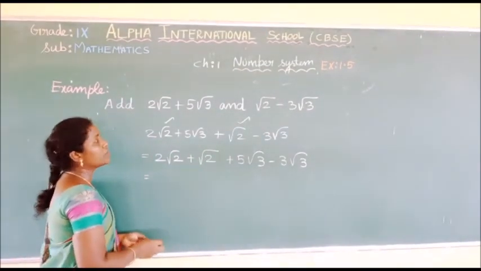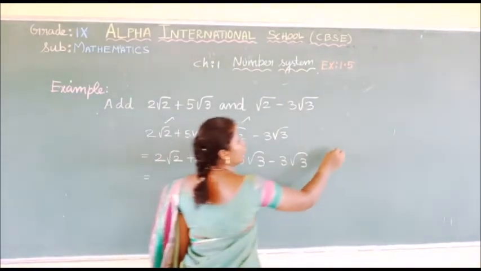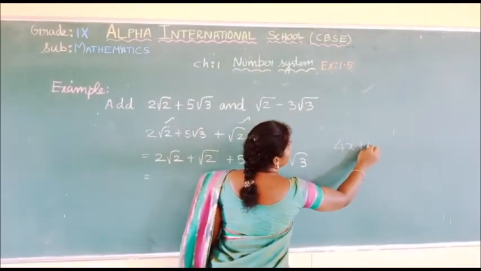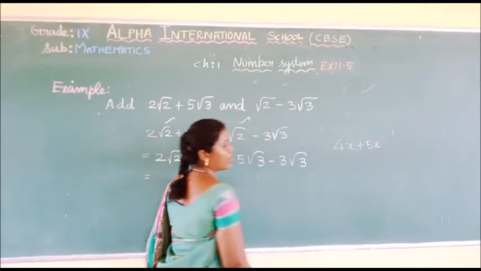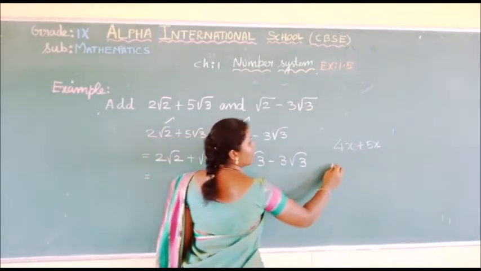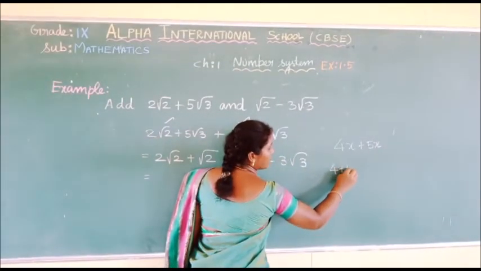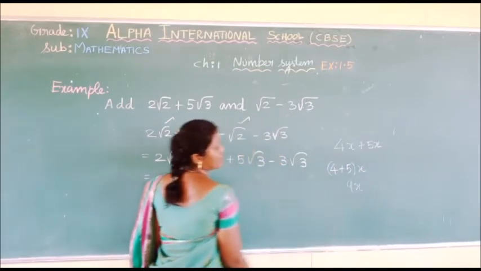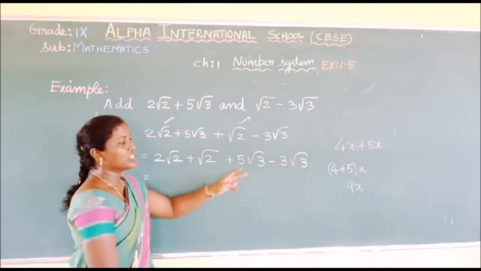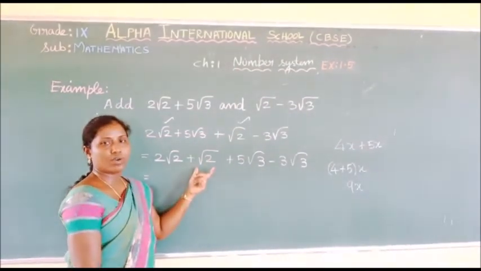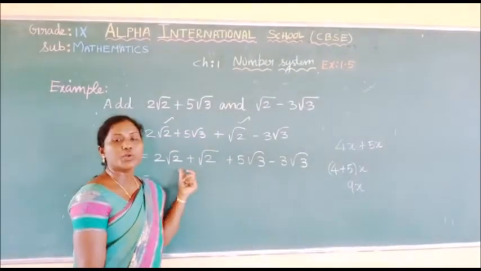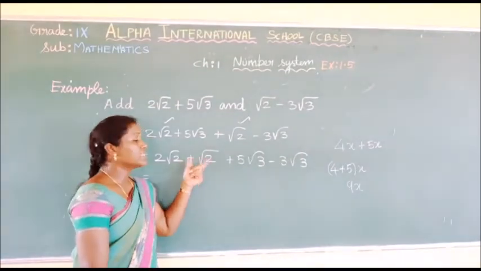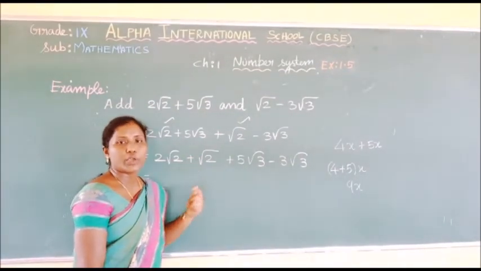For example, in algebra, how do we remember 4x plus 5x? How do we add? We take 4 plus 5, the coefficients, and x, that is 9x. The same rules apply here. We just have to add the coefficients. The root will not be added. Root 2 and root 2 cannot be added inside the root.